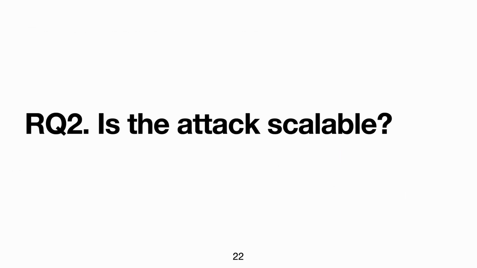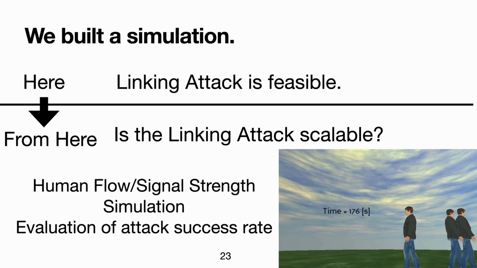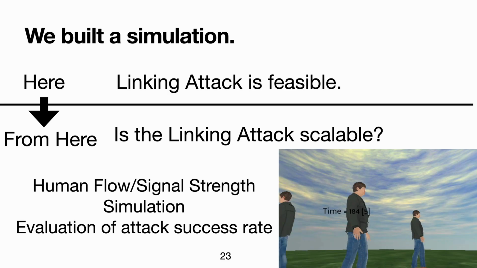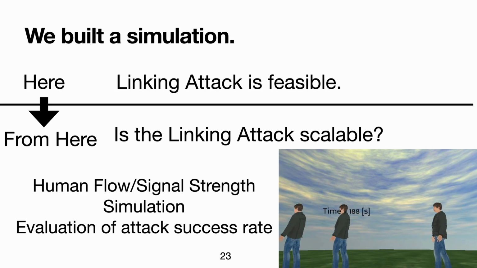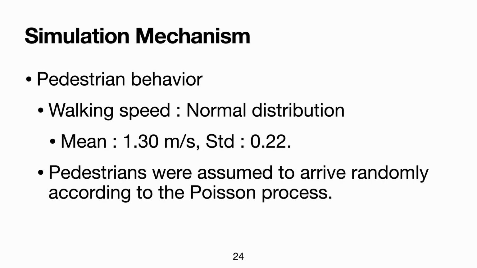Next, we evaluate the scalability of the attack. In this study, we built a simulation of human flow and signal strength. We used the simulation to evaluate the attack success rate. The walking speed of individual pedestrians is given by the normal distribution. Pedestrians are assumed to arrive randomly according to the Poisson process.